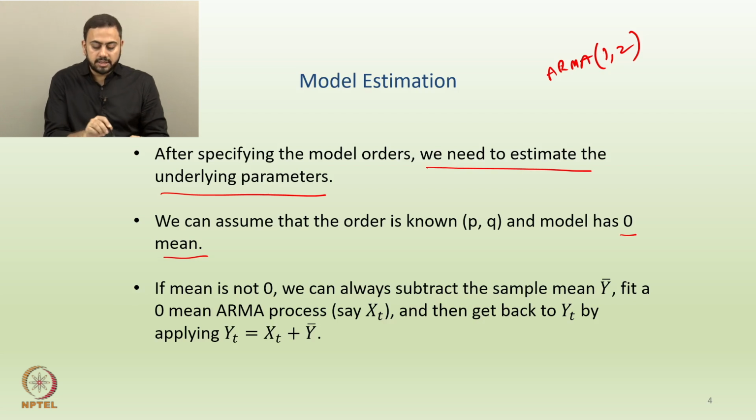So, what do you mean by that? Let us say if the mean is not 0, we can always subtract the sample mean. So, y bar is the sample mean, and then fit a 0 mean ARMA process. Let us say x_t, and then somehow get back to y_t by applying this transformation.